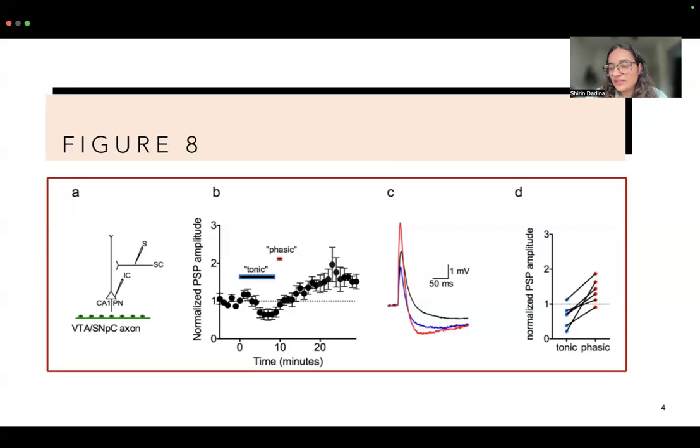Phasic patterns of in vivo optogenetic stimulation of the VTA afferents in the hippocampus, as we see, enhance memory storage and recall as well as learning. And these studies show a more physiologically relevant spatial temporal pattern of transmitter release from the VTA and SNPC dopaminergic hippocampal inputs.